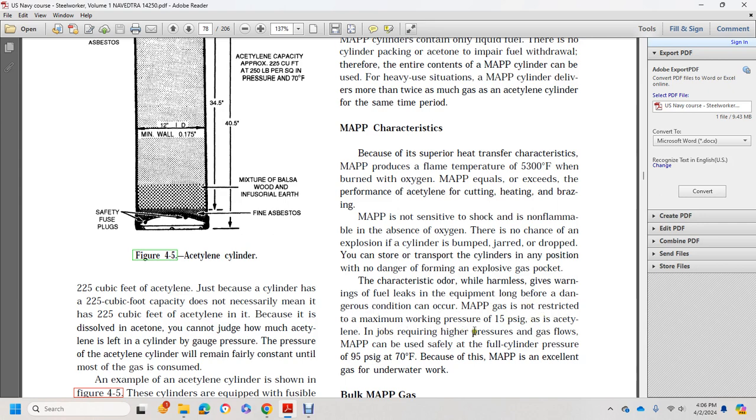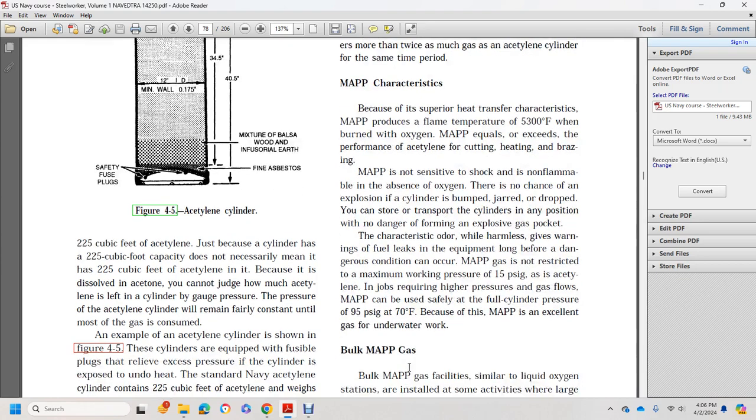Acetylene jobs require high pressure for the gas flows. MAP can be used safely with full cylinder pressure of 95 psi gauge at 70 degrees Fahrenheit. MAP gas is excellent for underwater work.